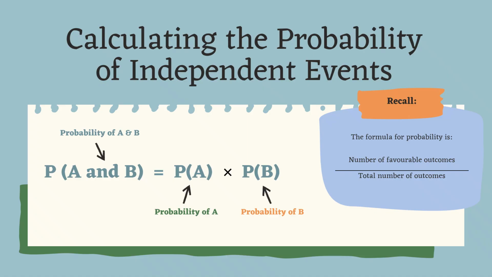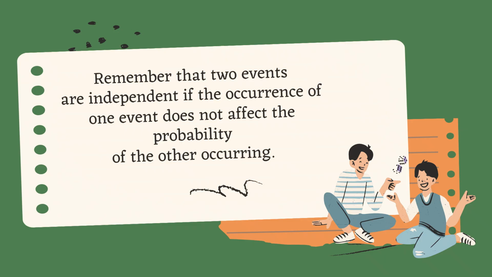Calculating the probability of independent events. We have the probability of A and B is equal to the probability of A times the probability of B. Recall that the formula for probability is number of favorable outcomes over the total number of outcomes. Remember that two events are independent if the occurrence of one does not affect the probability of the other occurring.